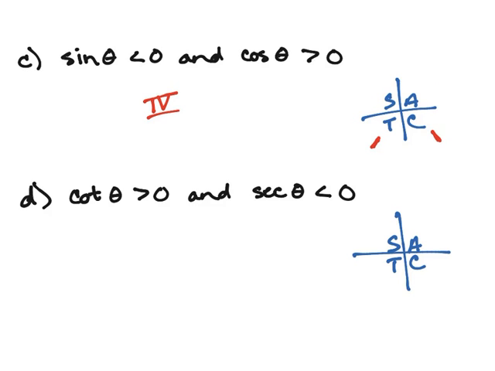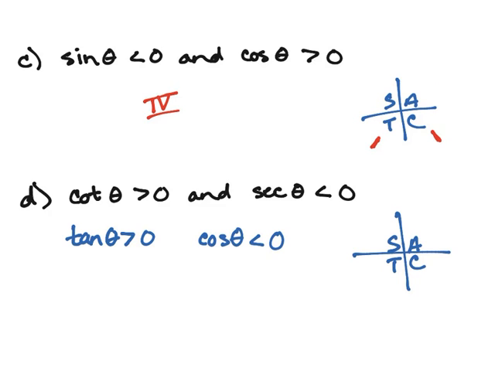All right, for part D, they gave it to me in terms of cotangent and secant. But my all-star trig class only tells me about sine, cosine, and tangent, right? So if cotangent is greater than 0, that means tangent, its reciprocal function, is greater than 0. And if secant is less than 0, that means that cosine, which is secant's reciprocal function, is less than 0. So based on that information, I can decide where I am.